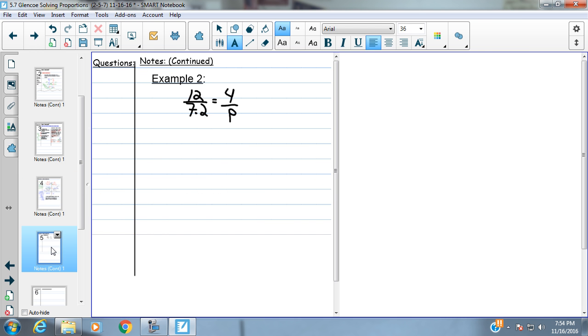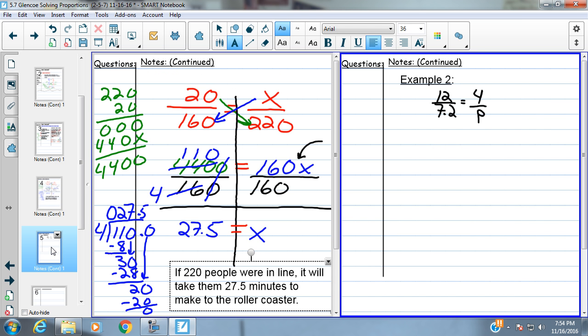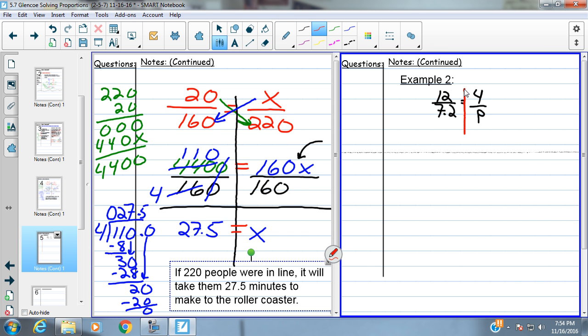So let's see another example. And this time we have some decimals. So again, we're creating our cross products, and that's going from one numerator to the other denominator. And I'm going to get my vertical line first to make sure I'm showing my left side and a right side. Equal sign comes straight down. So 12 times p. That's 12p. And then my other cross product is 4 times 7.2.